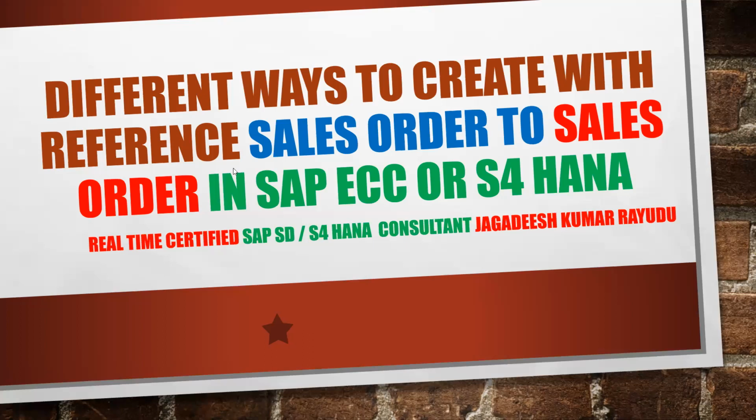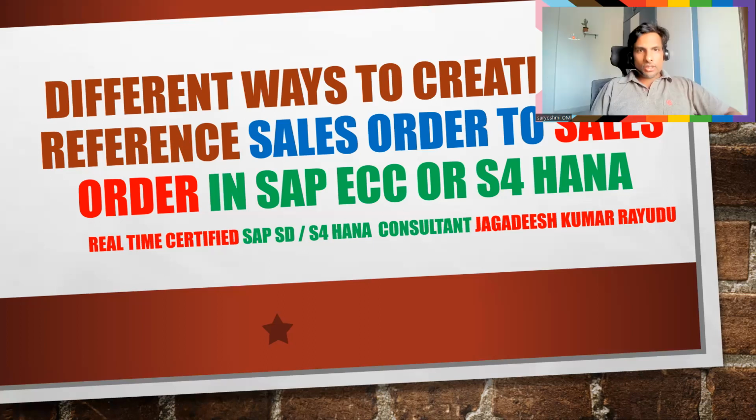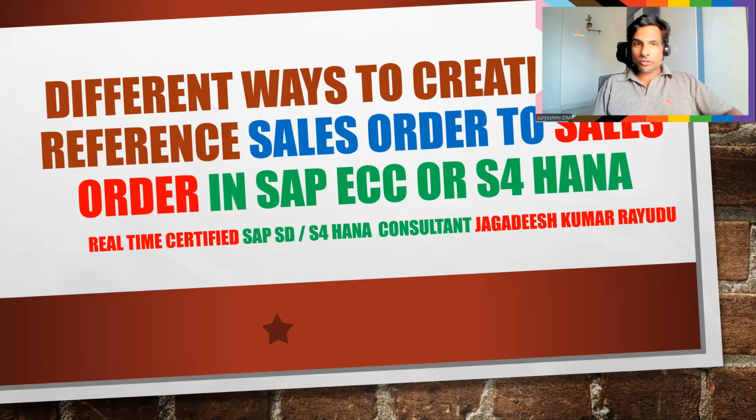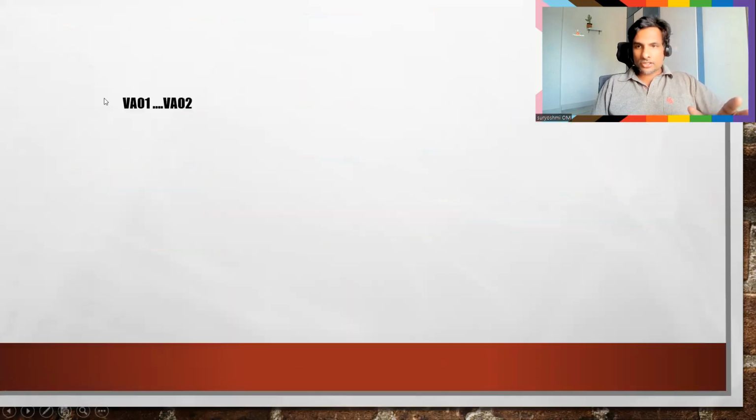So, different ways to create a sales order with reference to another sales order. Okay, create with reference. Basically, you are aware of this? Probably you might not know one of the methods which I am going to show you now. For this, we'll use the transactions which you already know, VA01 and VA02. It depends on the situation.